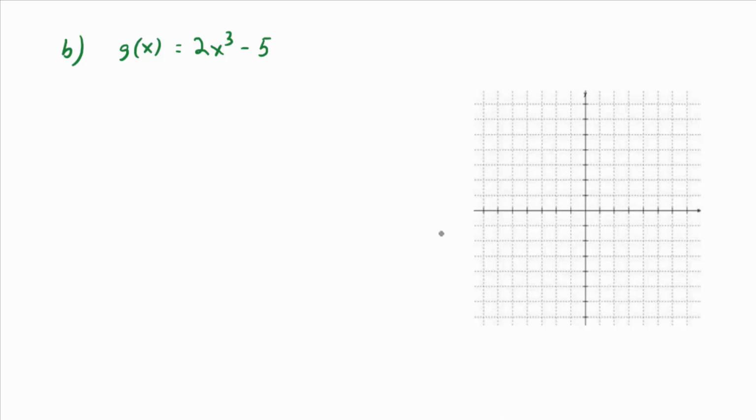So in part B, same directions, we want to find the inverse if it's a one-to-one function in the first place. G of x equals 2x cubed minus 5. So how do you verify that it's one-to-one? Probably best to just graph it and then use the horizontal line test. So more review for the final.